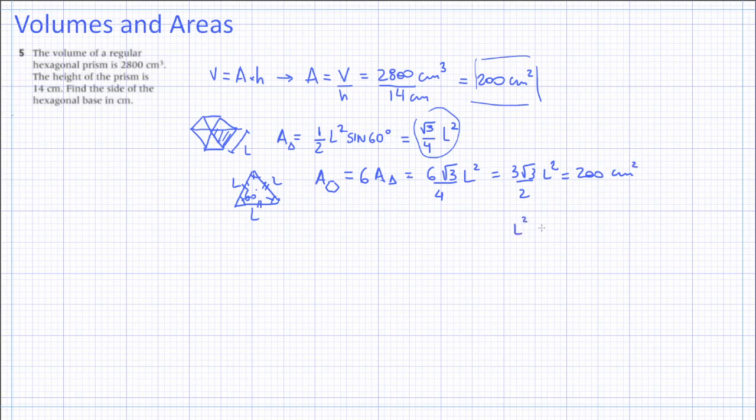And now we can solve this. So L squared would be 200 times 2 and divided by 3 root of 3 squared centimeters. So our length, we can see that our side will be in centimeters. So now we get the root of all of that. So let's see, which is 8.77 centimeters, up to 3 significant figures.